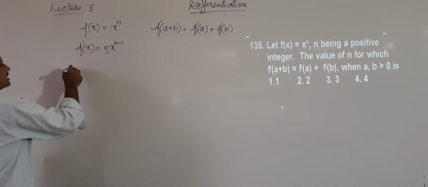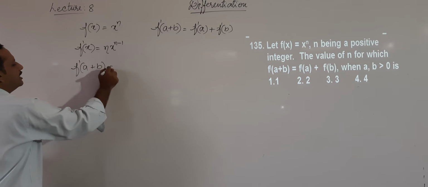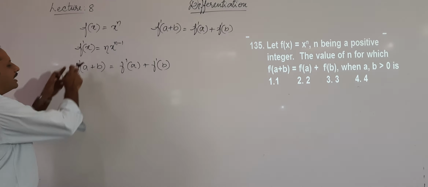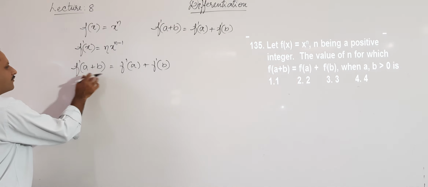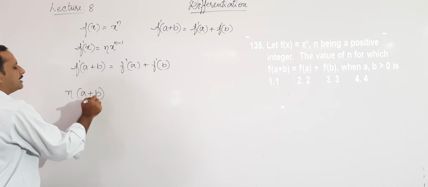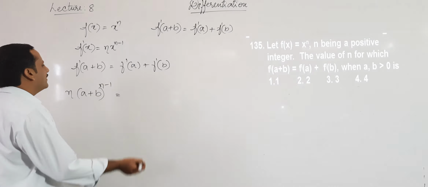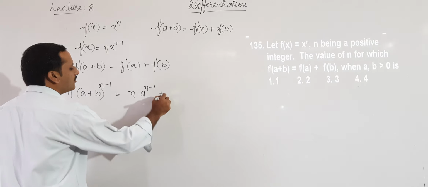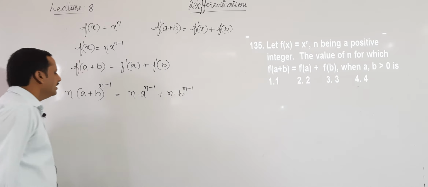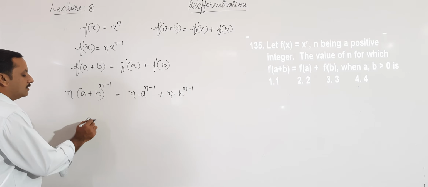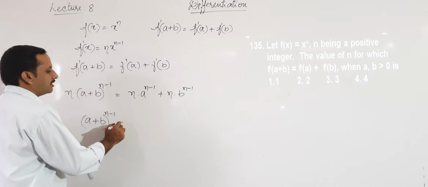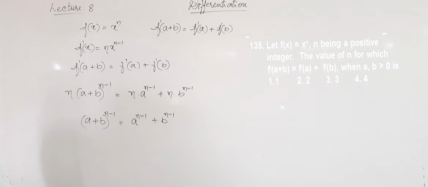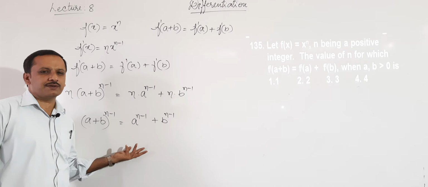Then I will consider that equation, f dash of a plus b is equal to f dash of a plus f dash of b. F dash of x is n into x power n minus 1. So, f dash of a plus b will be n into a plus b to the power n minus 1 is equal to f dash of a, which is n into a power n minus 1, plus f dash of b, which is n into b power n minus 1. We can divide by n, n gets cancelled here. So that will give you a plus b to the power n minus 1 is equal to a power n minus 1 plus b power n minus 1. We want the value of n which will hold good for this equation.